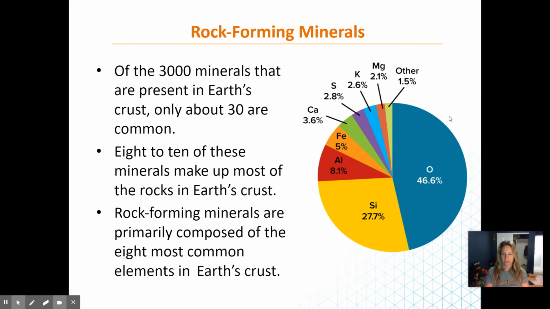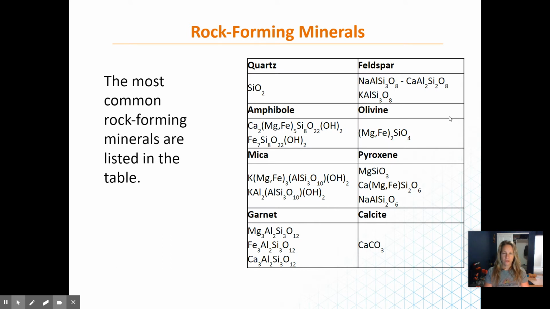And they're actually oxidized. All right, so these are our rock-forming minerals, and the most common minerals that we see are listed here. So quartz is made of silicon and oxygen, then amphibole, mica, garnet, feldspar, olivine, pyroxene, calcite, and those are the chemical formulas that are given. So there's a variety of different types of mica, and there's a variety of different types of garnet. A lot of times those tend to be gemstones, like garnets. But you can see this is their chemical makeup.